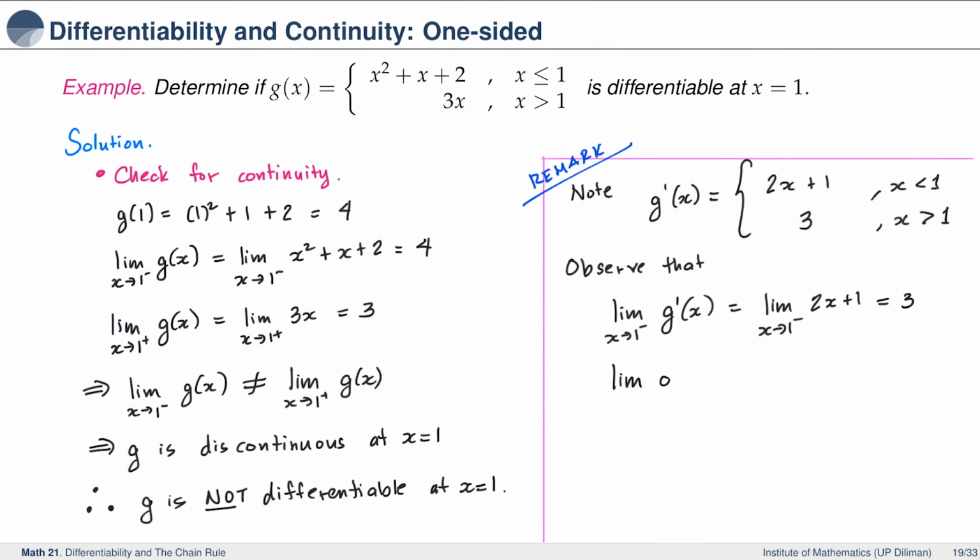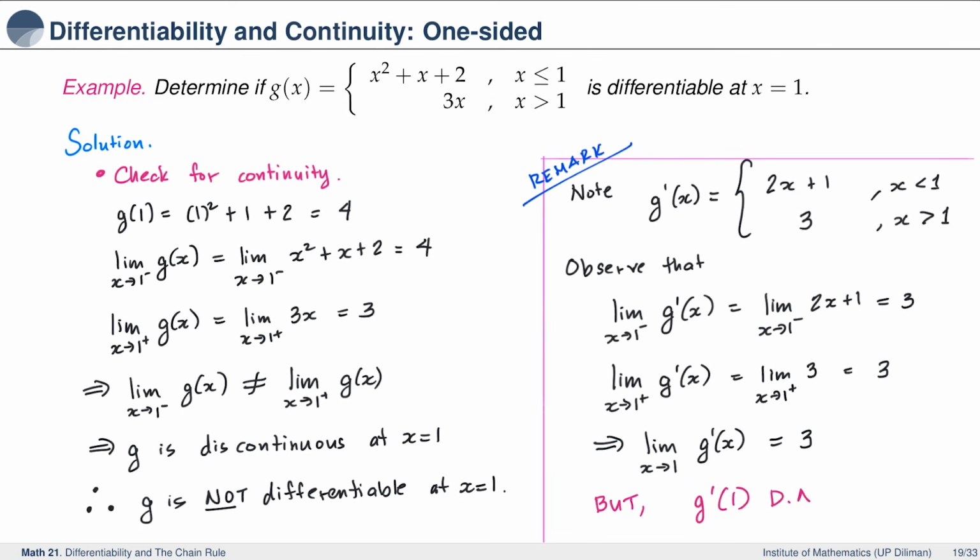Moreover, if we take the limit of g prime of x as x approaches 1 from the right, that would be the case where x is greater than 1, so the limit here would also be 3. So in this case, we get the left-hand limit and the right-hand limit both being equal to 3. This suggests that the limit of g prime of x as x approaches 1 is 3. From here, you might be misled into thinking that g prime of 1 is 3. But since we already checked for continuity, we were able to show that g is actually not differentiable at x equal to 1. That means g prime of 1 actually does not exist.